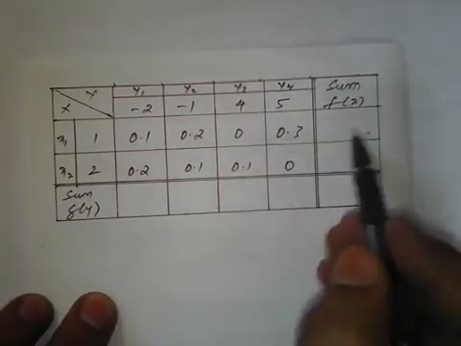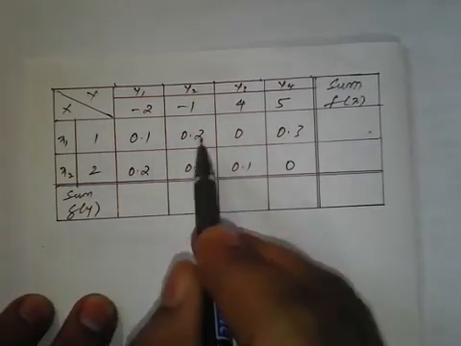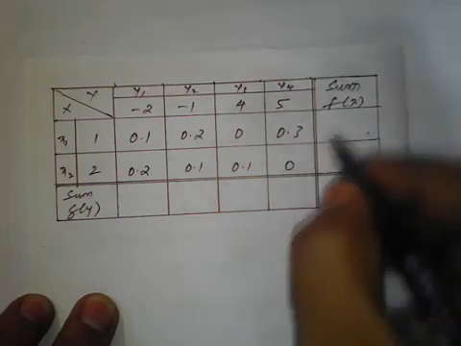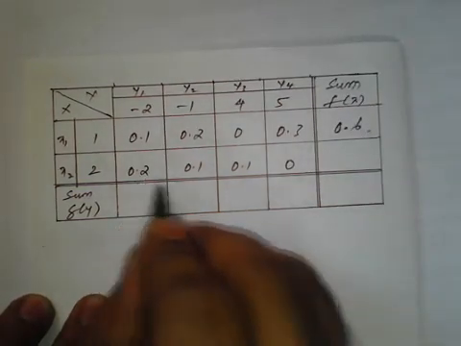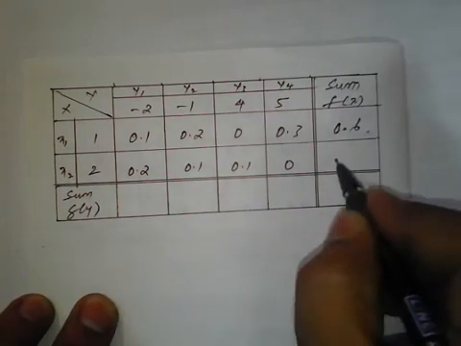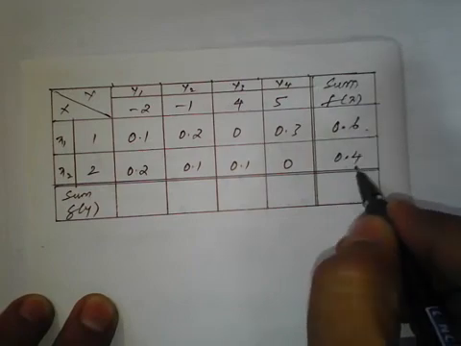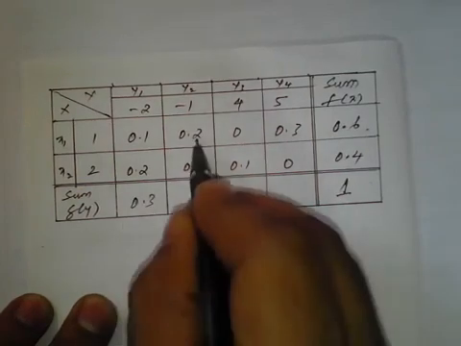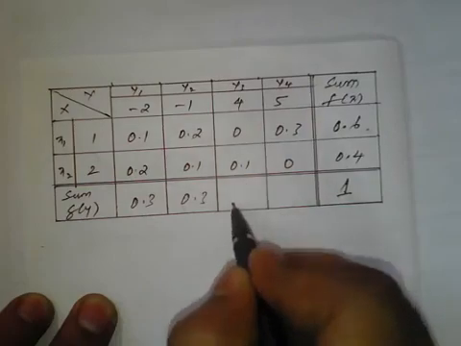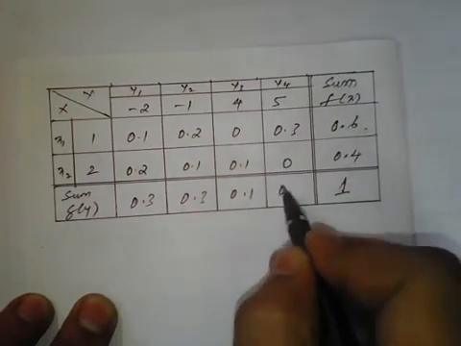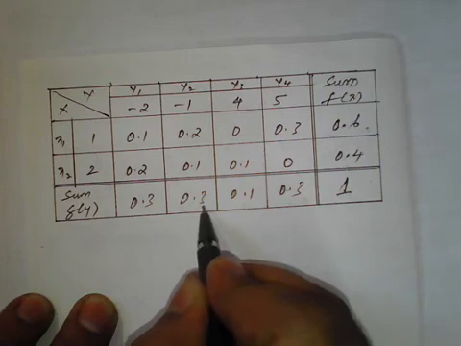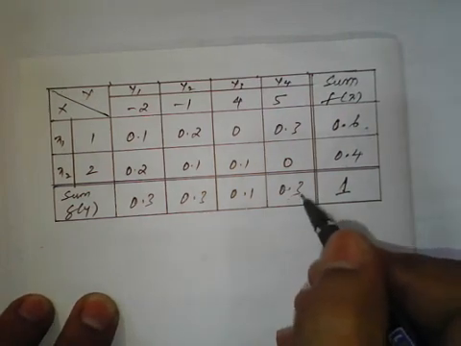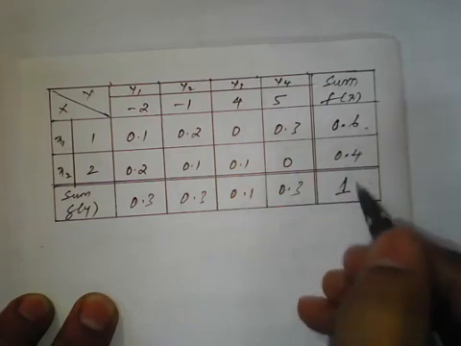So now you check it. We'll take the summation of this. 0.1 plus 0.2 is 0.3, 0.3 plus 0.3 is 0.6. Next 0.2 plus 0.1 plus 0.1 is 0.4. So if you add 0.6 plus 0.4, it will be 1. Similarly, 0.1 plus 0.2 is 0.3, 0.2 plus 0.1 is 0.3, 0 plus 0.1 is 0.1, 0.3 plus 0 is 0.3. So 0.3 plus 0.3 is 0.6, 0.6 plus 0.1 is 0.7, 0.7 plus 0.3 is 1.0, that is again 1. So this satisfies the table.